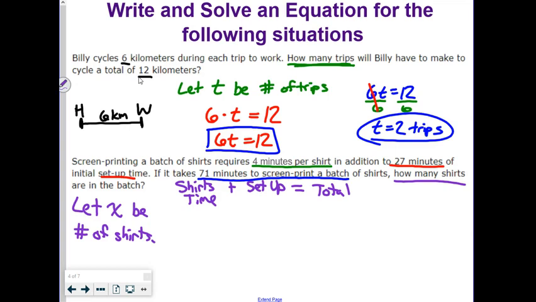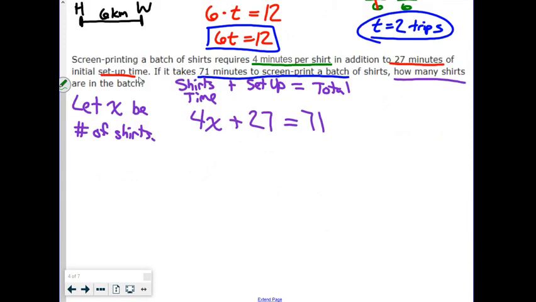It's 4 minutes for every shirt. And if you have a whole bunch of shirts, the easy way to calculate that is multiplication, right? If I've got 10 shirts, 4 minutes for every one of those shirts, I can multiply 4 times 10 to get 40 minutes. But in this case, we don't know how many shirts, so it'll be 4x, right? X is the number of shirts. Plus, that setup time was 27. And we know that equals the total, which is 71 minutes. And now we've got ourselves an equation that we are able to solve. We can solve for x, which is the number of shirts.